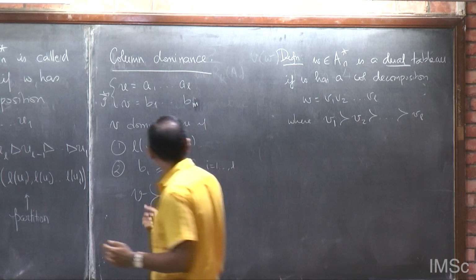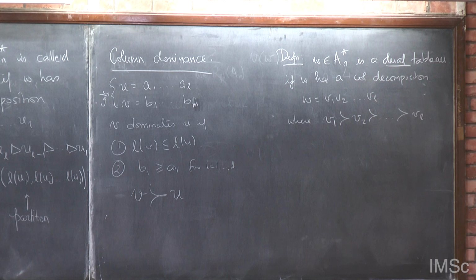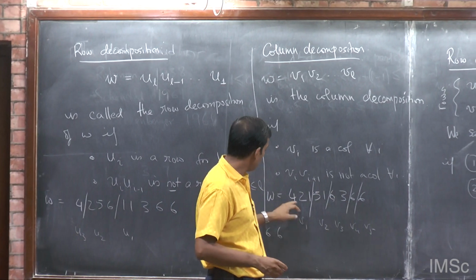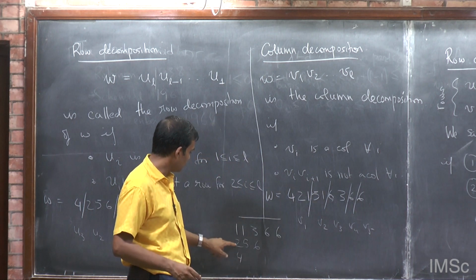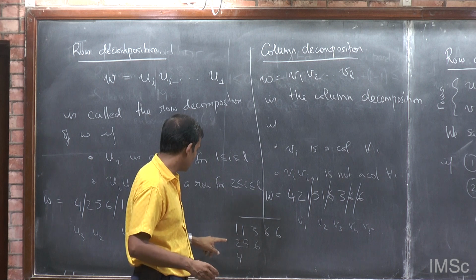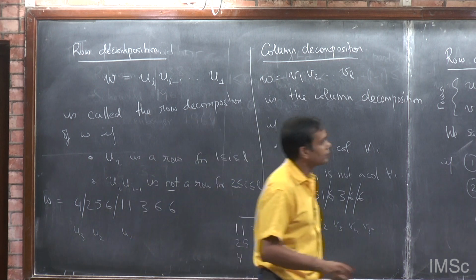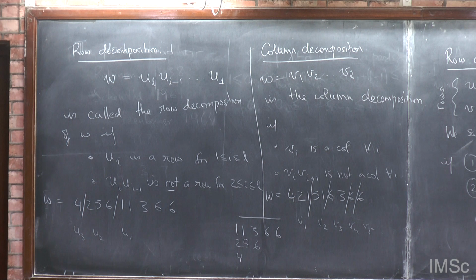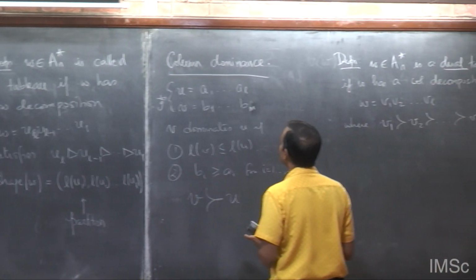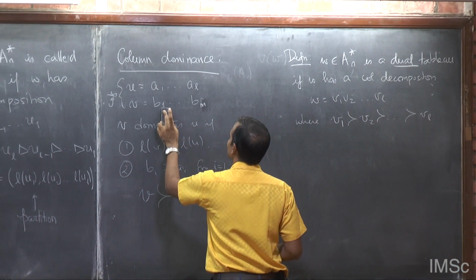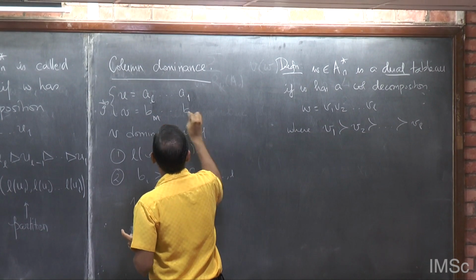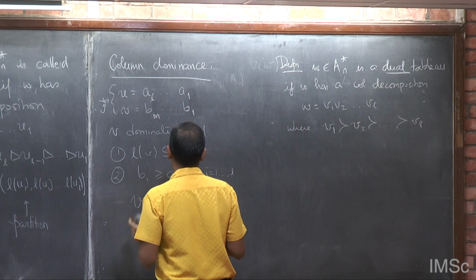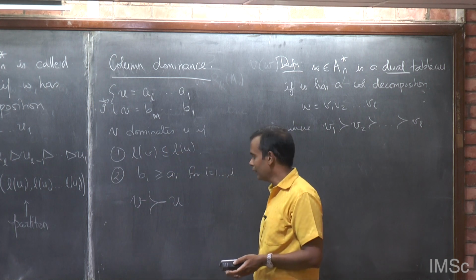So let us look at this example. 421, 516366. Okay, so V1 is 421, V2 is 52. So here I have written 421. Oops, there is something wrong here. There's a problem here. I need to write them backwards.